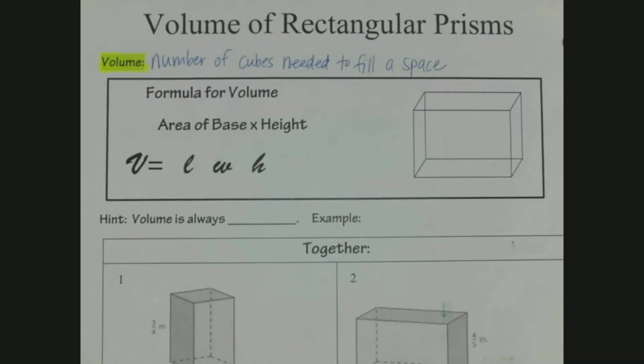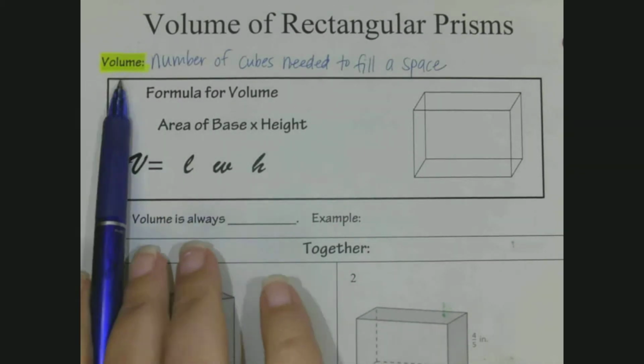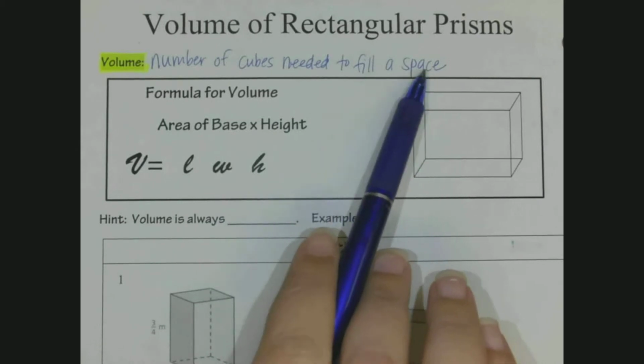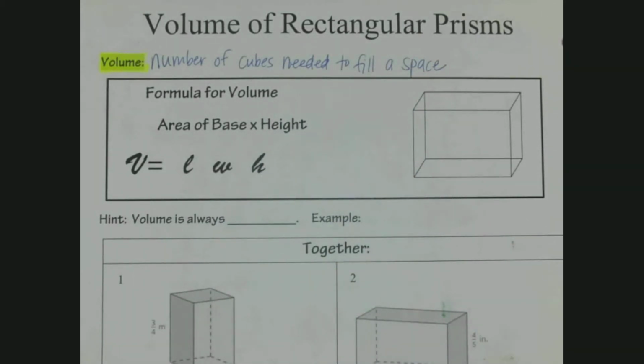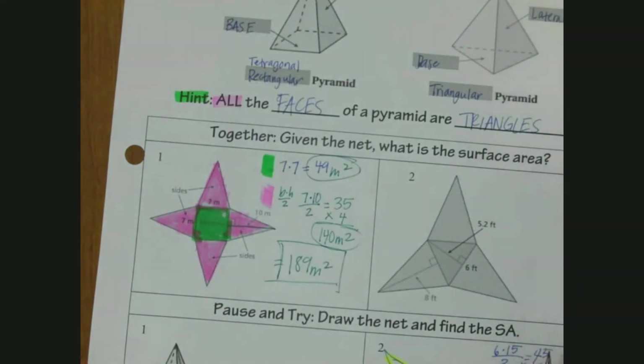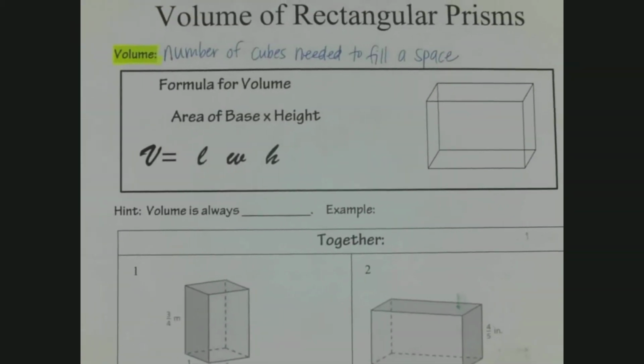Alright, today we're going to be talking about the volume of rectangular prisms, and this should be very familiar because we've done it all year in Bellwork. The definition of volume is the number of cubes needed to fill a space. When we're talking about a 3D object, like a box, it's everything you can fill inside of the box. We've been doing surface area, and that's the outside of a figure. Now we're talking about the inside of a figure, okay?